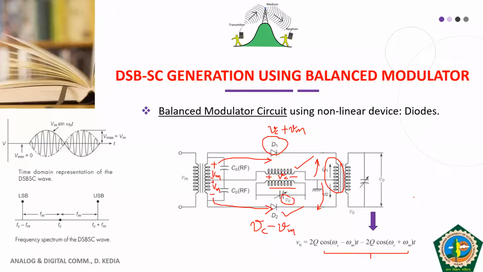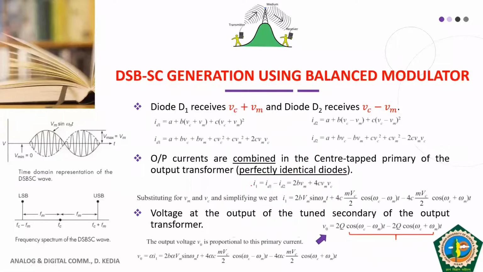So students, this is how your balanced modulator circuit works. Now we will prove things mathematically so that we are able to see how our output signal looks. See, your diode D1 receives VC plus VM. We know that diode D1 is a non-linear resistive device, so obviously we have applied the same expression that we saw in the previous slides.